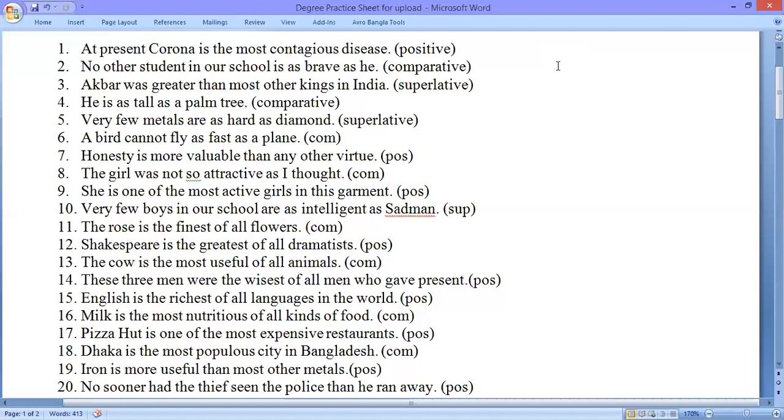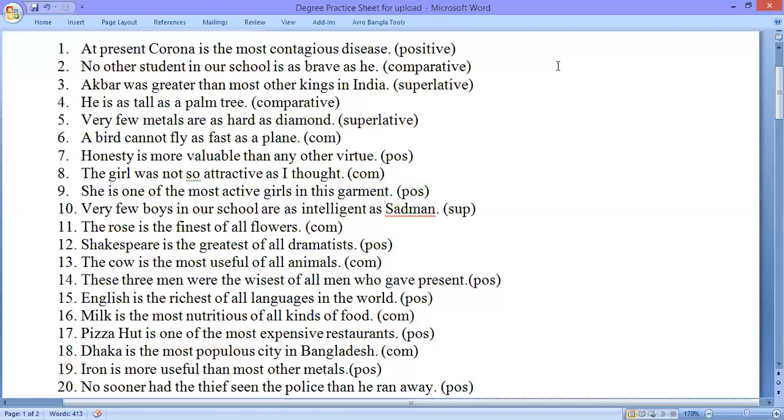Okay, this is question number 5. We can see that very few metals are as hard as diamond. We have to make the superlative. So if we look at the question, we can understand that it has come from the second rule. That means if there is very few and if we want to make this superlative, we have to use one of the. So the solution is, diamond is one of the hardest metals.